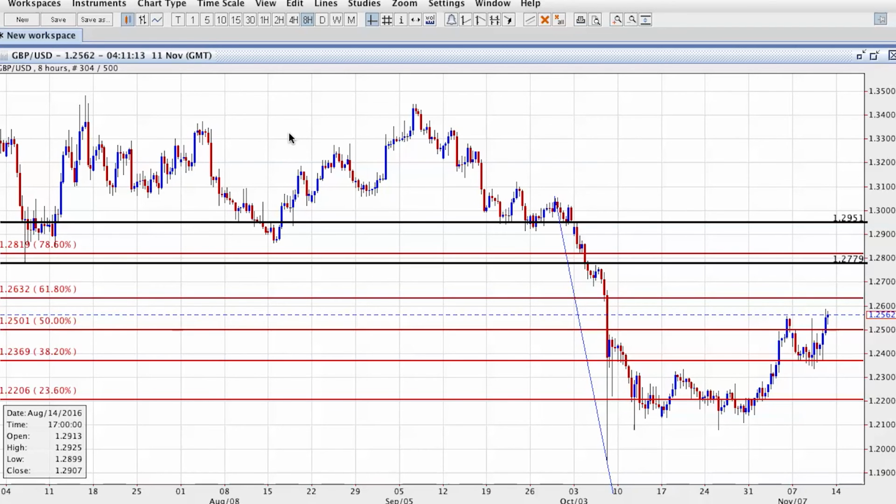If we do lose the 50%, then the next interesting area to watch out for, and we had a test of this on election day, is the 123.69. Watch out for that to hold, and if it does falter, then we will fall back towards the 122 level, I would imagine.